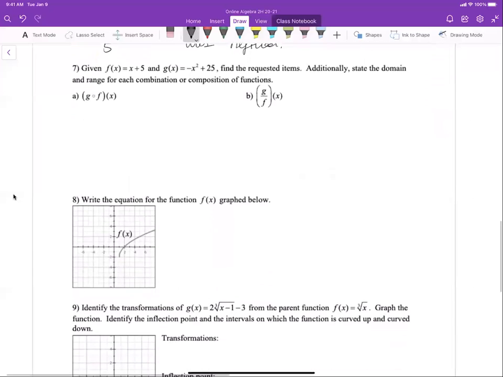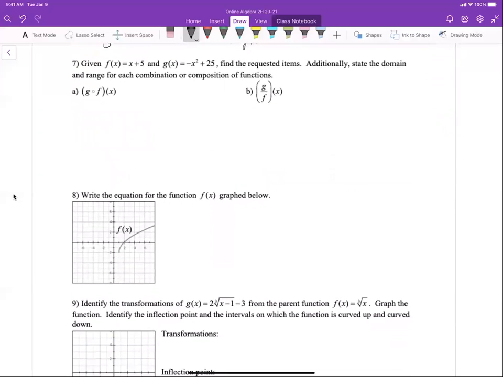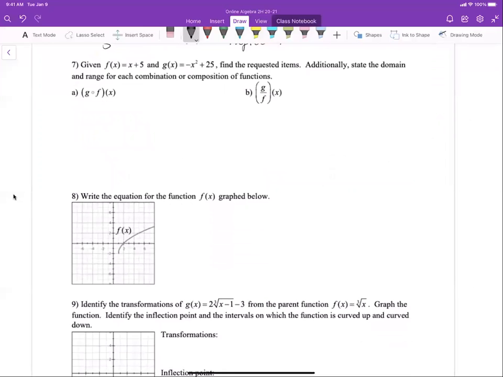Number 7, given f of x is equal to x plus 5, g of x is equal to negative x squared plus 25, find the requested items and additionally state the domain and range for each combination or composition. Remember, we have to do this before we simplify. So the first one is stated g of f of x. So essentially, we take f of x and we plug it in to the value of x within g.